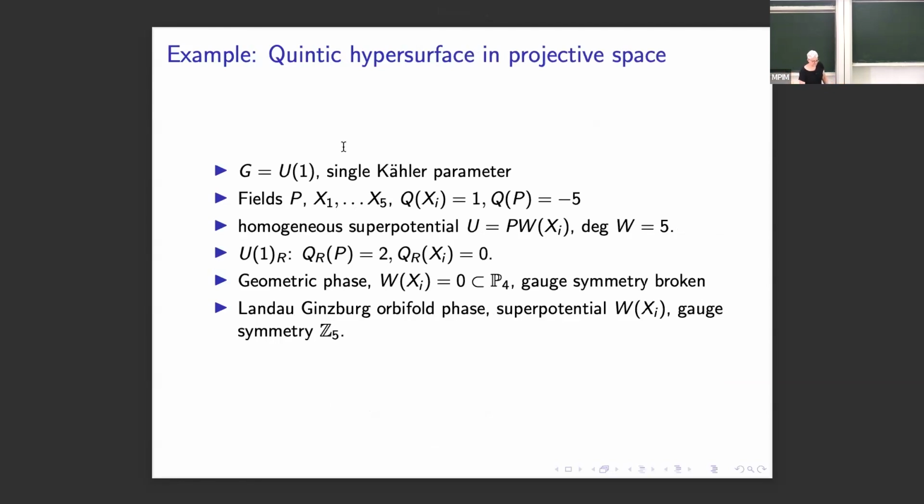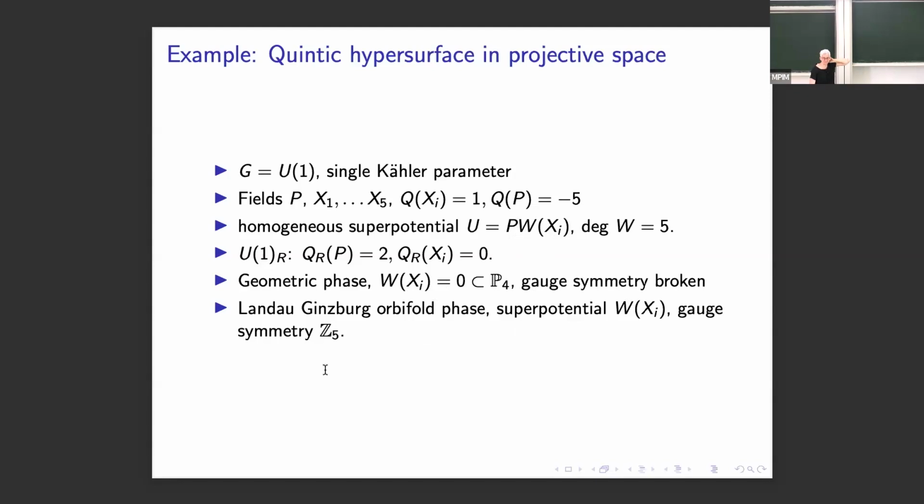Here's an example. For example, the group may be U(1). That implies that we look at the situation with a single Kähler modulus. There may be 5 fields and one other field of a different nature. The 5 fields have charge 1, the last field has charge -5, and then we can look at the homogeneous polynomial of this form. So W is supposed to be of degree 5, and then altogether this has degree 0. And we can also assign U(1) R charges, and this model exhibits different phases. For example, a geometric phase specified by the vanishing locus of this part of the potential, interpreted as a hypersurface in projective space. In this phase, the gauge symmetry is completely broken.